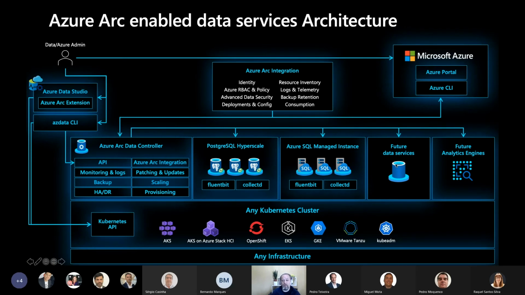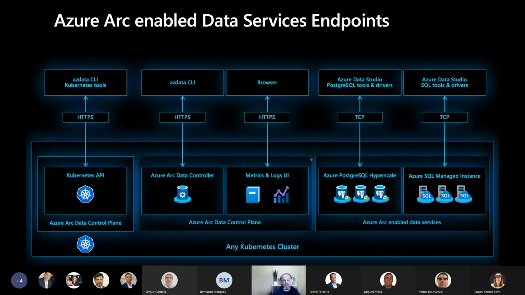And of course, well, future data services, future analytics engines, and I would even argue that everything should be coming this way eventually. All right, so here are basically the endpoints. We have the HTTPS and Kubernetes API in order to control the data controller and control the cluster, and in part control the services, control how they are functioning. We have the controller, we have the metrics and logs, which is Grafana and Kibana.